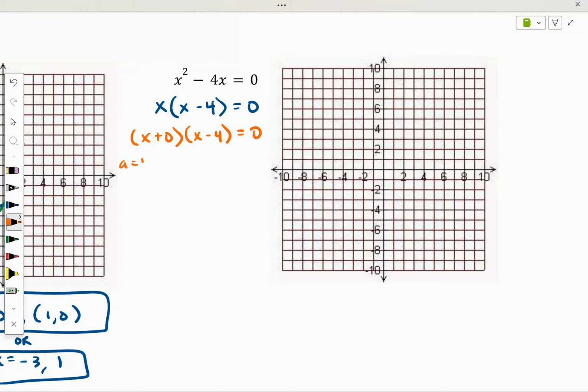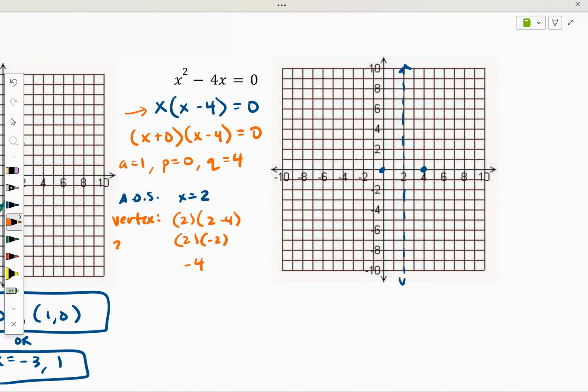But if you want to see it more clearly, this is what it would be. So our a here is 1 again, our p here is 0, and then our q is positive 4. So our x-intercepts here are going to be positive 4 and 0. If you can find your axis of symmetry right away, it's this value here, x equals 2. But if not, you could always do the work for it. So I'm going to plug it in, find the vertex. So I'm going to plug it into my equation here, 2 and then 2 minus 4. So you'll get 2 times negative 2 again, so it's negative 4. So our vertex here is going to be 2, negative 4, so go ahead and graph that.